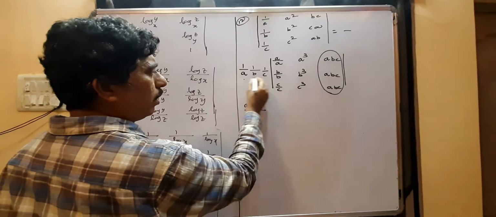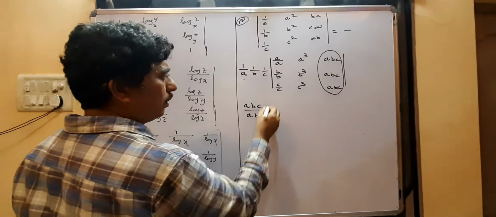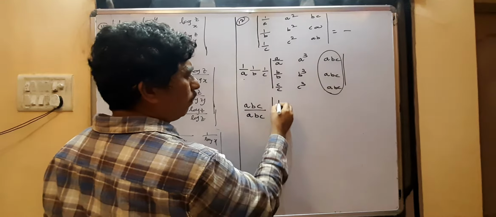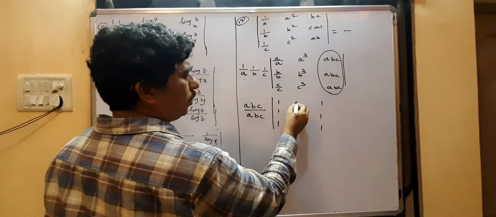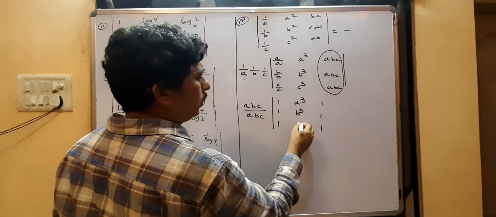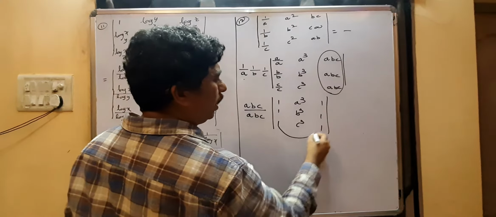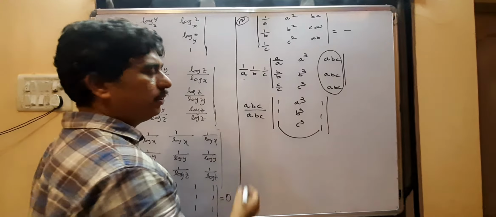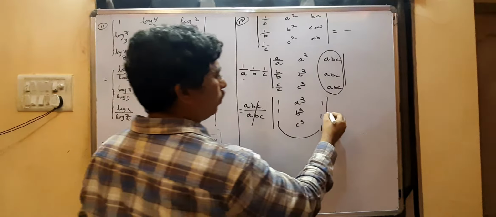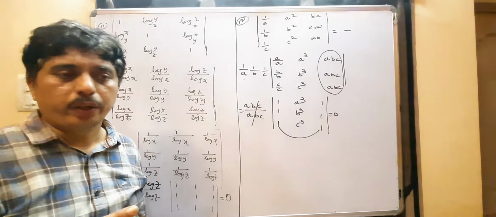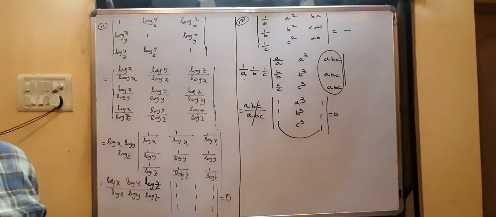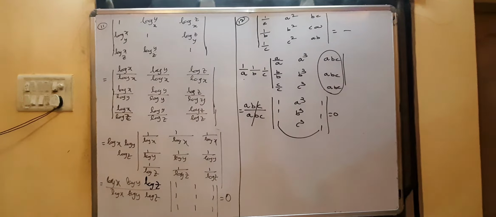ABC by denominator, already A into B into C, ABC. So we have first row containing 1, 1, 1, third row also 1, 1, 1. ABC taken outside. Remaining A cube, B cube, C cube. If two columns are equal, then the value of determinant is 0. Learn the properties of determinant. Watch that video 2-3 times. Copy both problems.